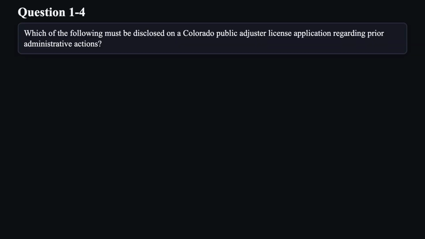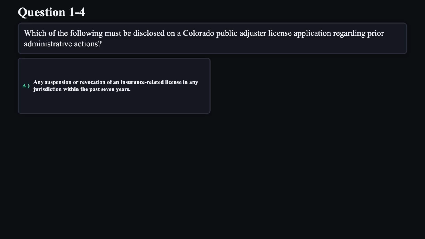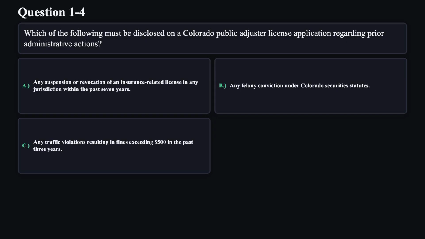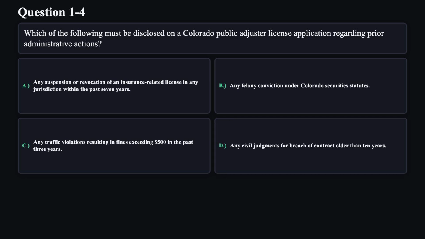Question 4. Which of the following must be disclosed on a Colorado Public Adjuster license application regarding prior administrative actions? A. Any suspension or revocation of an insurance-related license in any jurisdiction within the past 7 years. B. Any felony conviction under Colorado securities statutes. C. Any traffic violations resulting in fines exceeding $500 in the past 3 years. D. Any civil judgments for breach of contract older than 10 years.